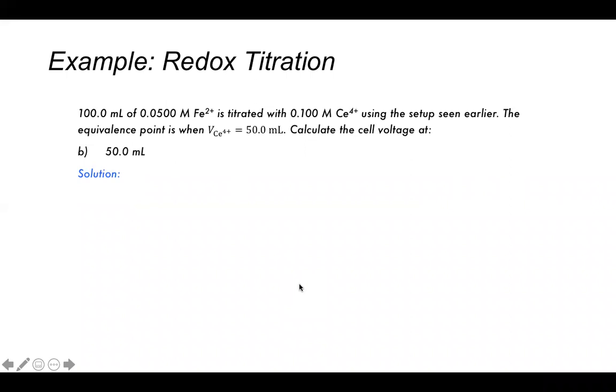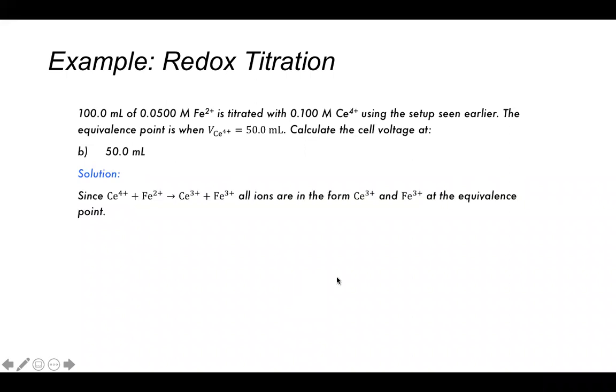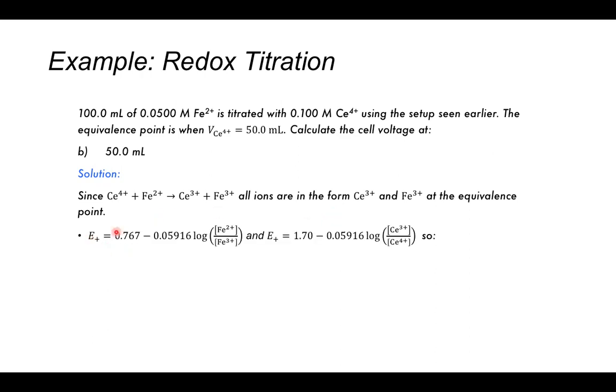Okay, then let's do it at the equivalence volume. Since the overall reaction is cerium 4+ plus iron 2+ gives cerium 3+ plus iron 3+, all ions are going to be in the form of cerium 3+ and iron 3+ at the equivalence point, because all of the cerium has reacted with all of the iron to give these two species. Then the potential at the reduction electrode, we can use either actually. In terms of iron, it is 0.767 minus 0.05916 times log to the base 10 of the reaction quotient here.